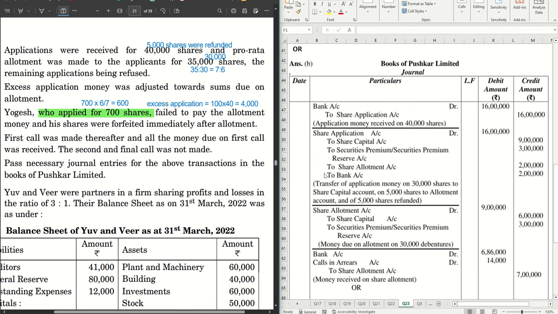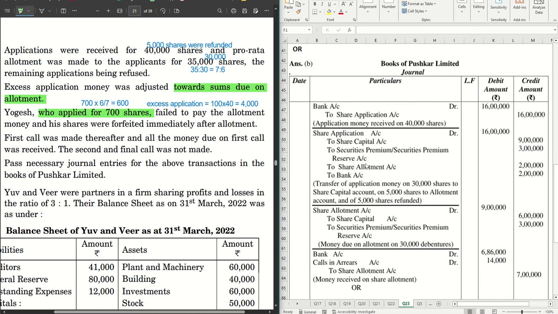To share allotment account and to bank account. Let's do the bank account first. We know 5,000 shares were rejected, as we did here. So on 5,000 shares, 40 rupees per share will be refunded. So 2 lakhs. And the 35,000 share applicants received 30,000 shares, so they also applied for an excess 5,000 shares. That will get adjusted with share allotment, as the question mentions here. The sum due will be adjusted towards allotment. So those 5,000 shares will be transferred to share allotment account. So 5,000 into 40, 2 lakh rupees. That all adds up to 16 lakhs. This becomes your second journal.